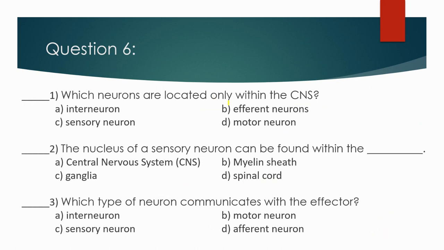All right, so which neurons are located only within the central nervous system? That would be our interneurons. The nucleus of a sensory neuron can be found within the, if it's a nucleus, it's going to be found within a ganglia because we're talking about our cell bodies. And then which type of neuron communicates with the effector? That is going to be our motor neuron.